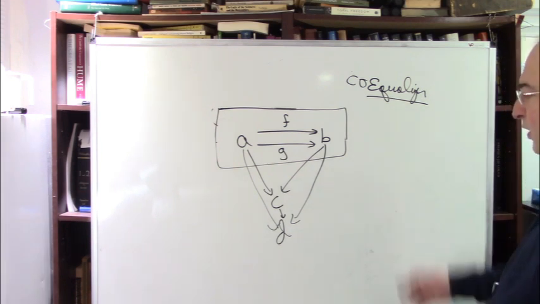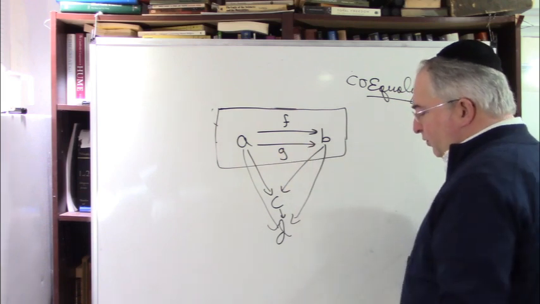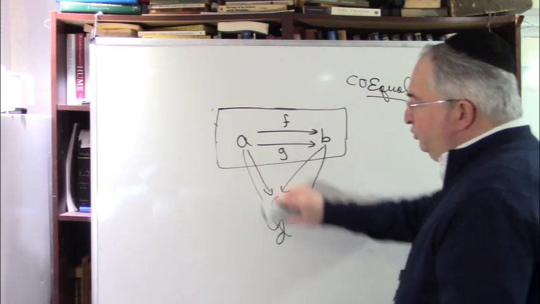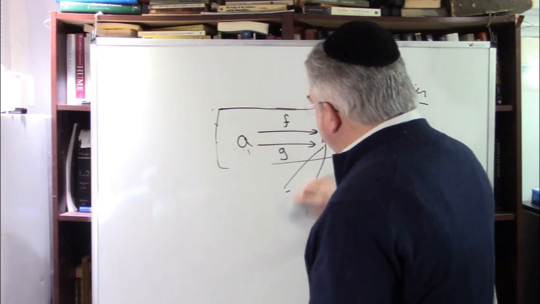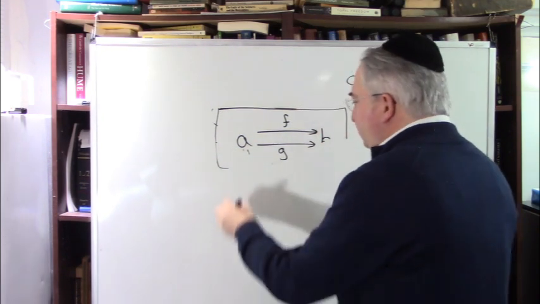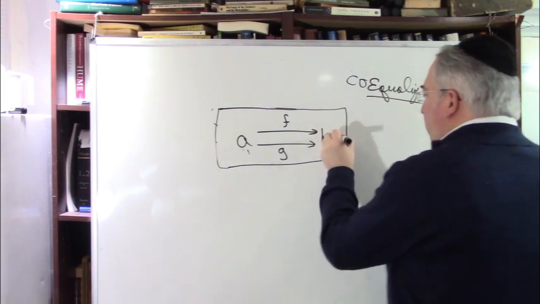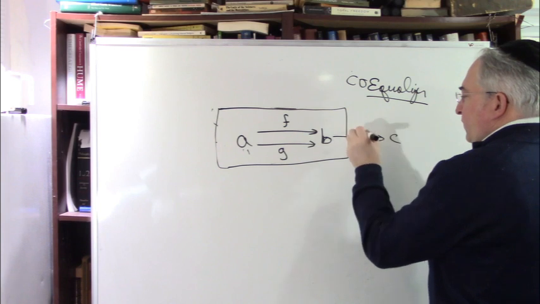Okay, so that's a coequalizer. This guy with this map is a coequalizer. Again, it's not usually written like this. It's written another way, but we have to then state what we mean by that. So it's usually written like this. Here's your B. Well, a coequalizer.